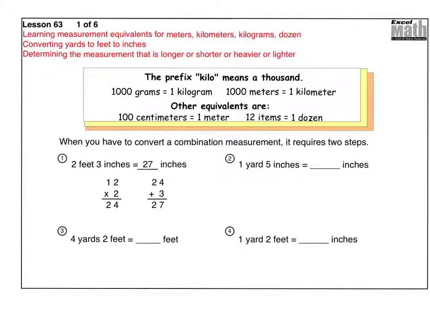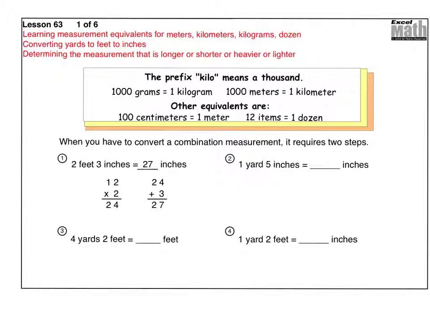This is lesson number 63 from the 4th grade Excel. And today we're going to be learning about measurement equivalents for meters, kilometers, kilograms, and dozen. And we're going to also take a look at converting yards to feet and inches. And also comparing things to find out what's heavier, lighter, longer, shorter, things like that. So we've got just a lot of measurement stuff to learn today. This can be a little bit tricky, so I hope you pay real close attention.